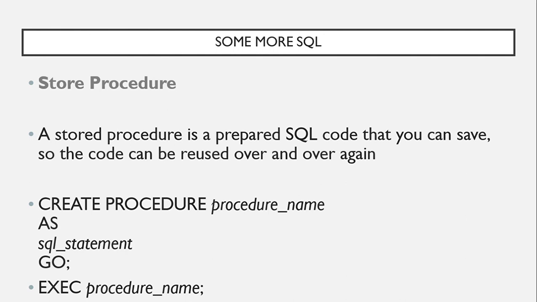Stored procedure. A stored procedure is a prepared SQL code that you can save, so the code can be reused over and over again. The syntax is create procedure, your procedure name, as, SQL statement. You should replace the SQL statement here, and go. After you define your own procedure, you can just execute the procedure over and over again.